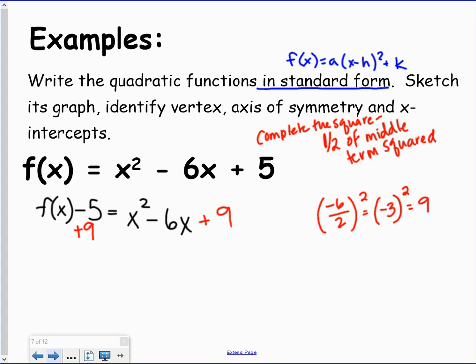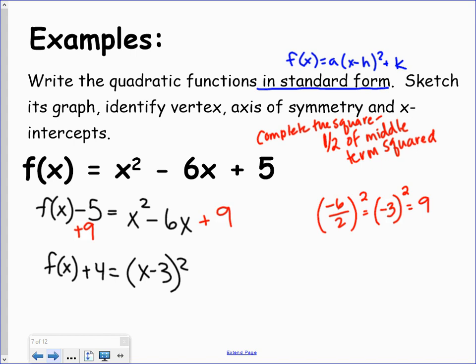Okay, and then we end up with f of x, what, plus 4? Equals, now think about this trinomial you created. If you factored x squared minus 6x plus 9, what are factors of 9 that add to make negative 6? Negative 3 and negative 3, so it would factor out as x minus 3 times x minus 3, which we can just write as x minus 3 squared.